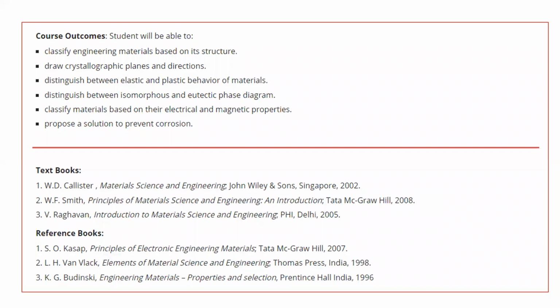Now coming to the books. These are the listed books in our syllabus. We have 3 textbooks. The first one is Material Science and Engineering by W.D. Callister. The second one is Principle of Material Science and Engineering by W.F. Smith. And the third one is Introduction to Material Science and Engineering by V. Raghavan. Most of our syllabus we will cover from book number 3, that is the book written by V. Raghavan.